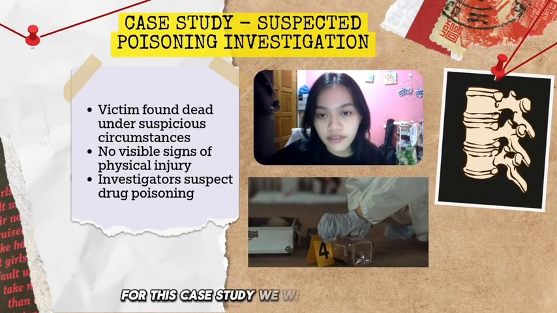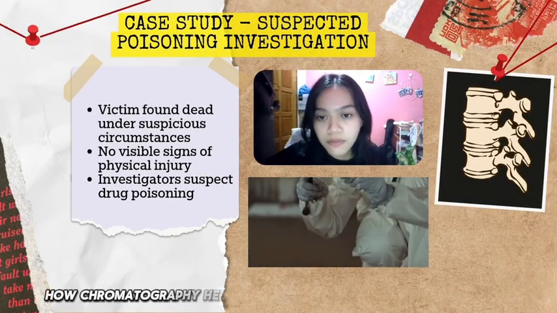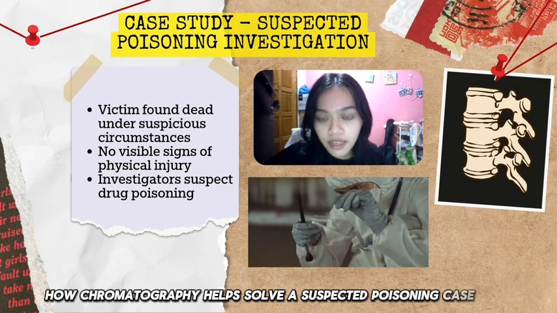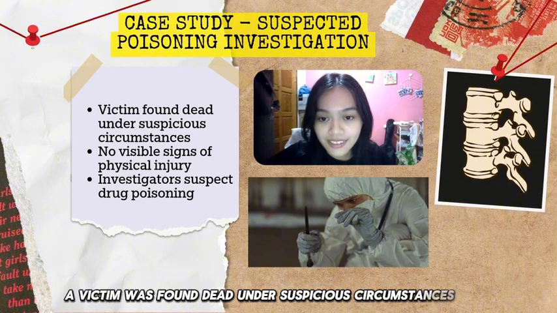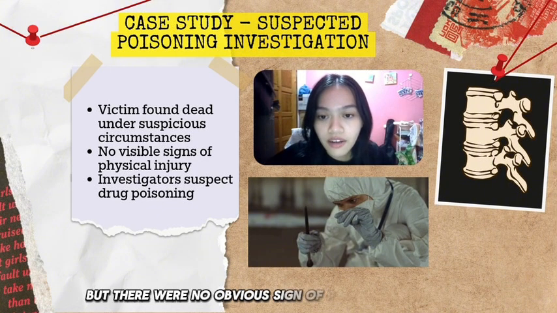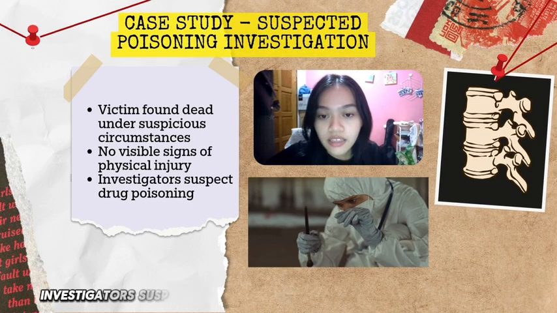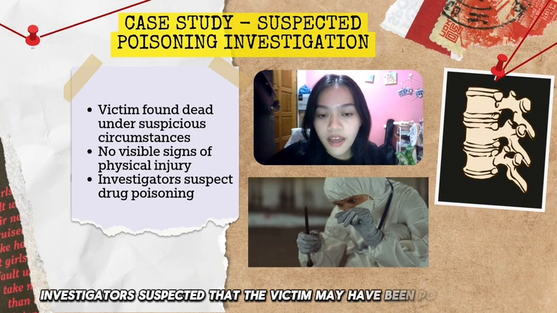For this case study, we will look at how chromatography helps solve a suspected poisoning case. A victim was found dead under suspicious circumstances, but there were no obvious signs of physical injury. Due to the unusual situation, investigators suspected that the victim may have been poisoned.